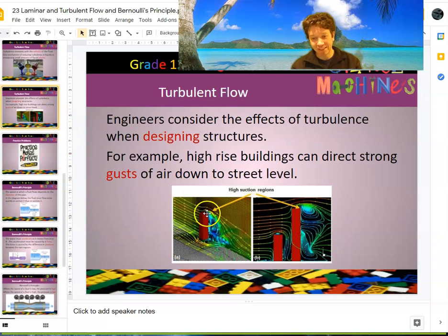Okay, things like buildings, of course, engineers have to look at that too, because high winds that hit the building can cause turbulence around the building. Right? If it's hitting the building at multiple angles, that could be dangerous to the structure of the building. So they have to be very careful when they're designing the building. I'll just pause it there.